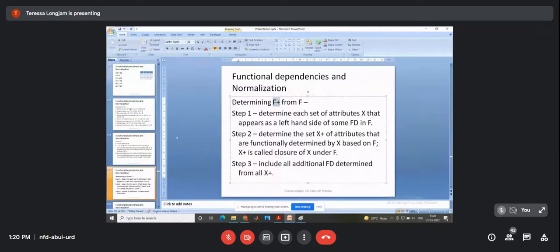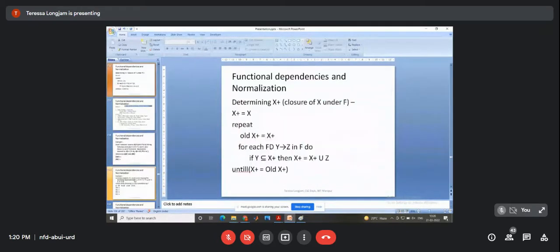Now this is the algorithm for finding X plus. Now let us see the algorithm for finding X plus, the closure of X under F. So how will we find it? First, we will initialize X plus as X.